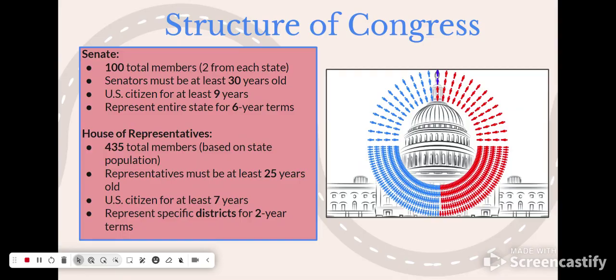In the House of Representatives, which is sometimes referred to as the lower house, there are 435 total members. That number was settled upon a couple of decades back, but that number is derived from the number of people within each state. So each state in the House of Representatives may have more or fewer representatives based on how large or small their state population may be.